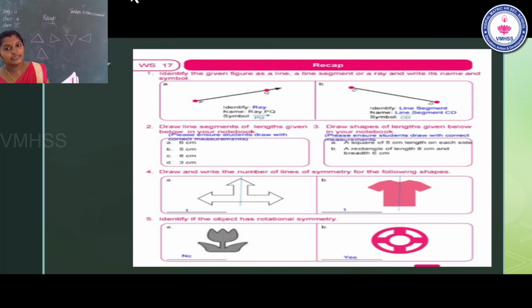Dear children, did you understand today's topic? What are the main topics? Rotational symmetry and recap. Today's topics are rotational symmetry and recap.